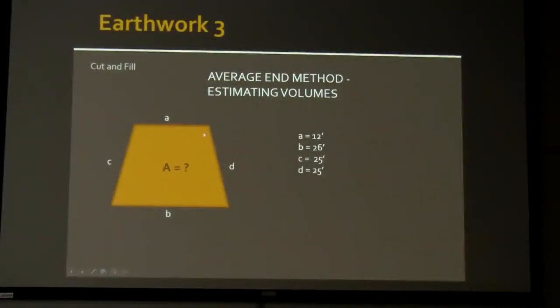Here's an example. We have 4 sides A, B, C, and D. What is the area? Well, we're given that A is equal to 12 feet, B is equal to 26 feet, C is equal to 25 feet, and D is equal to 25 feet. What this tells us is that because these two sides are equal in length, our angles would be the same. And so this distance right here, this difference, if we were looking at a triangle, would be A plus B divided by 2.